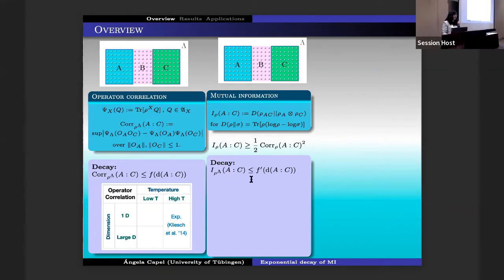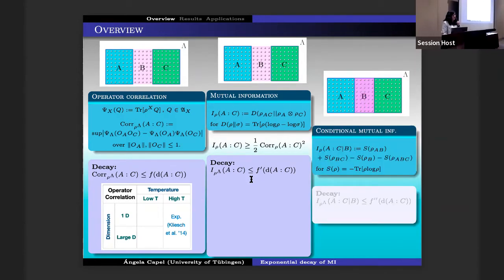And before going to the previous results on this, I need to introduce the third measure of decay of correlation we are going to study here. In this case, I'm going to refer to the conditional mutual information, and you see that now I highlighted the region in between, the region B, because now this matters. So the conditional mutual information takes care of the regions A, C, and B.